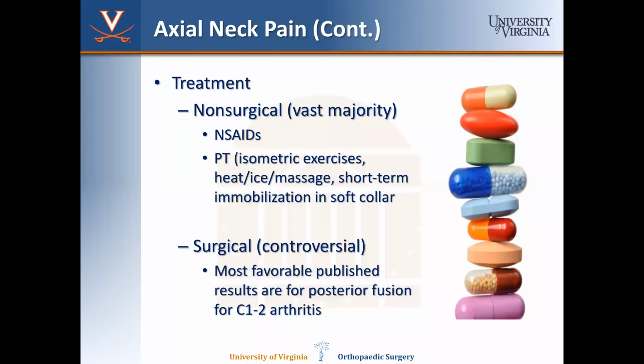And then surgical, we very, very rarely offer surgical intervention for axial neck pain due to degenerative disc disease or spondylosis. There are some published reports that show favorable outcomes with posterior C1-2 fusion for atlantoaxial arthritis. So I think I've done that with maybe a grand total of 1 patient. People with C1-2 arthritis can also get greater occipital neuralgia or irritation of the C2 nerve causing posterior occipital headache. So that's something to keep in mind as well.